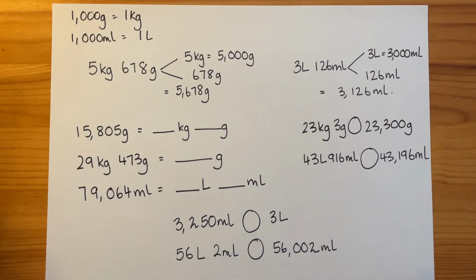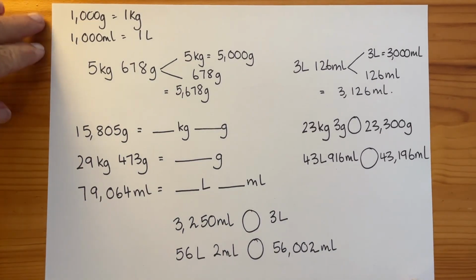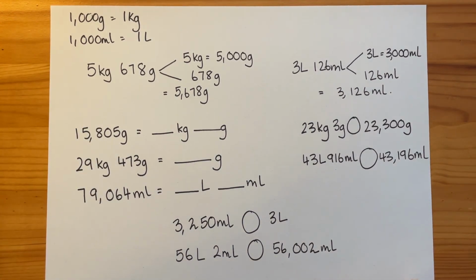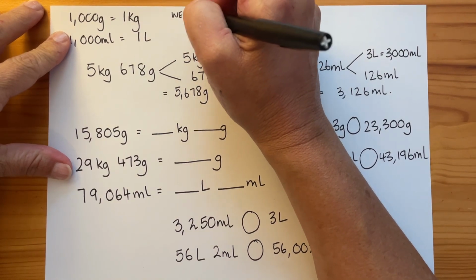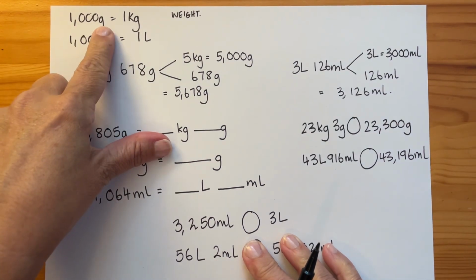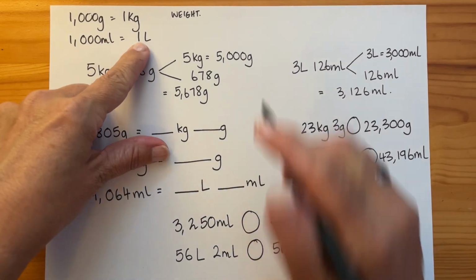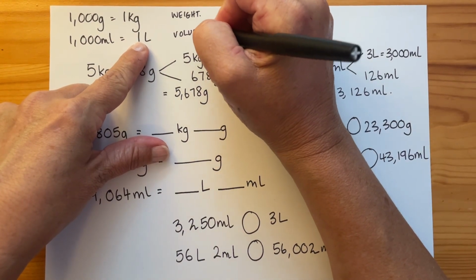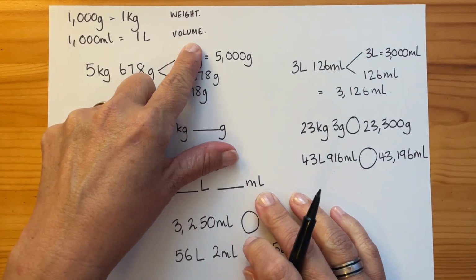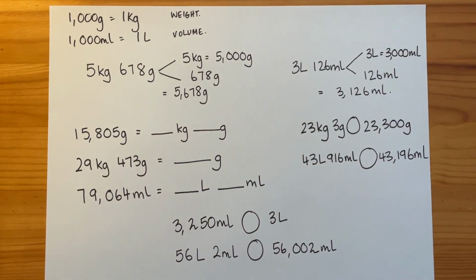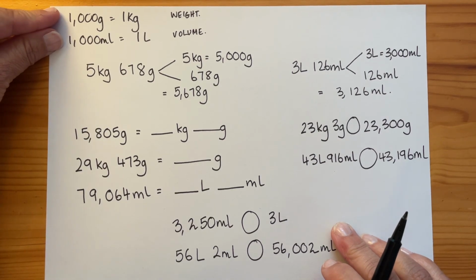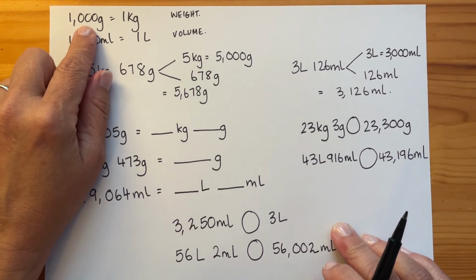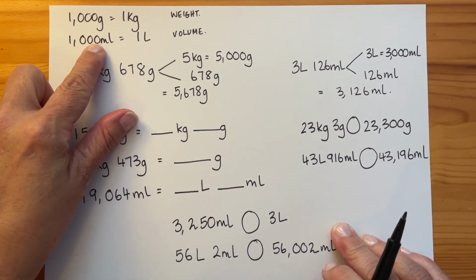Now I'm going to combine the lessons that we've done on metric units of measurement for weight, which would be 1,000 grams is 1 kilogram, and the one with volume. You'll remember that volume is how much a specific container can hold, right? Usually in this case we'll be talking about liquids. And the reason why I'm combining them is because they're both really easy to remember. It's the same conversion. 1,000 grams is 1 kilogram, 1,000 milliliters is 1 liter.